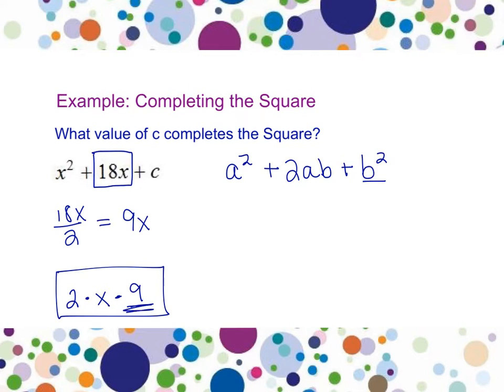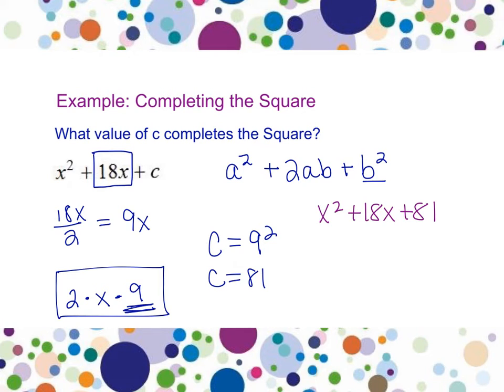So 9 is really the other number that I multiplied by to get that 18x. So 2 times x times 9 is 18x. So this 9 is the square root of our c term. So c is not equal to 9, but 9 is the square root of c. So to figure out c, I'm just going to take 9 and square it, so c must be 81. So my perfect square trinomial is x squared plus 18x plus 81.